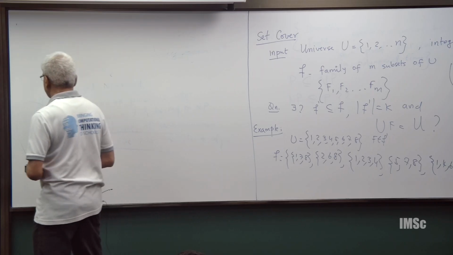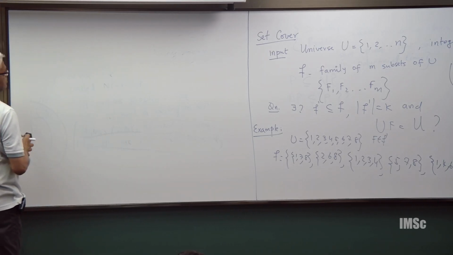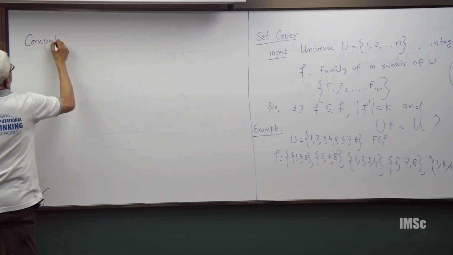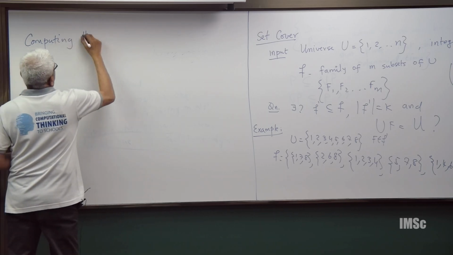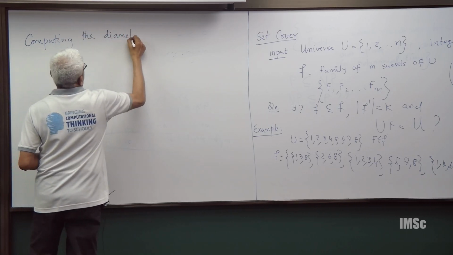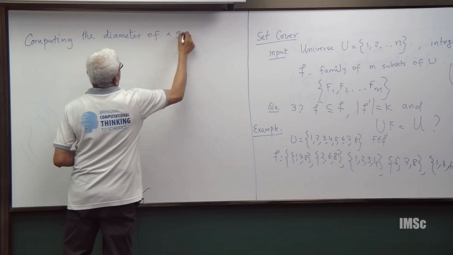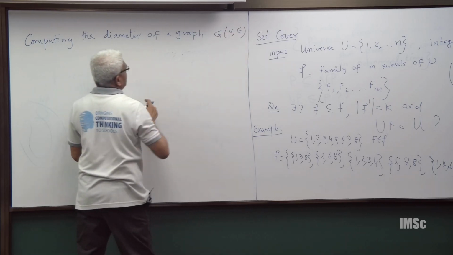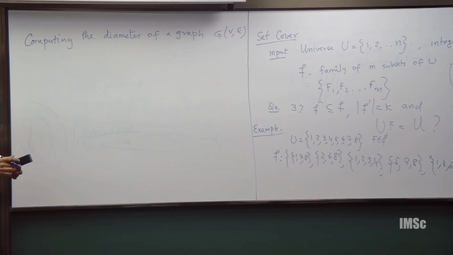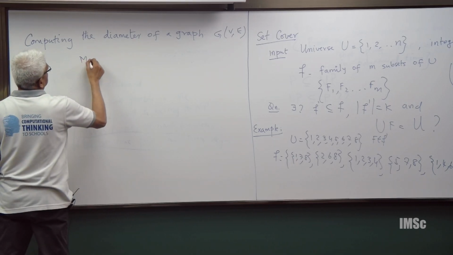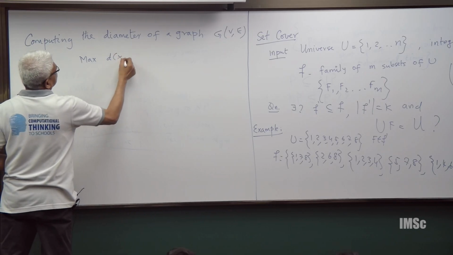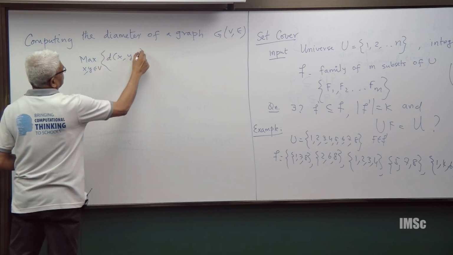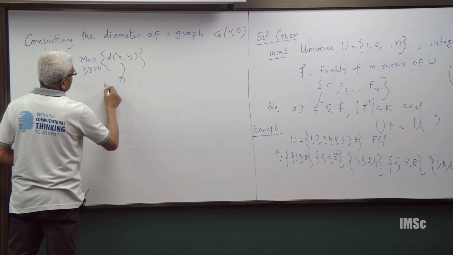Let us talk about computing the diameter of a graph. Okay. So, you are given a graph G(V, E), undirected graph. What is the diameter? It is the max distance d(x, y) over all x, y in V, where d is the length of the shortest path from x to y.